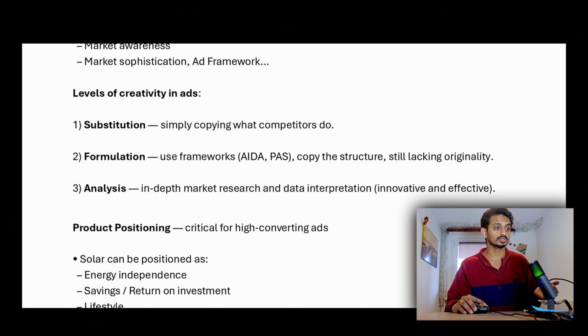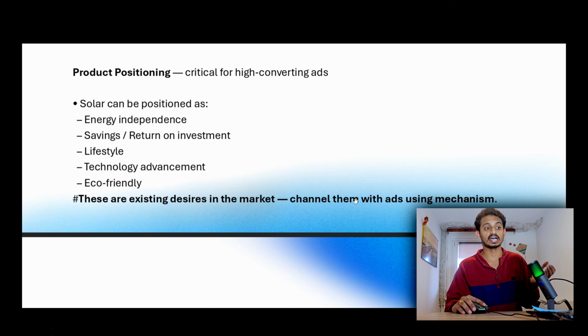Next is product positioning. This is critical for building a high converting ad. For example, solar can be positioned as energy independence, savings or return on investment, lifestyle, maybe technological advancement, eco-friendly, maybe even as a status symbol for some homeowners. So these are all the existing desires in the market. All your ad has to do is channel these existing desires using the mechanism to make them buy your product or service.